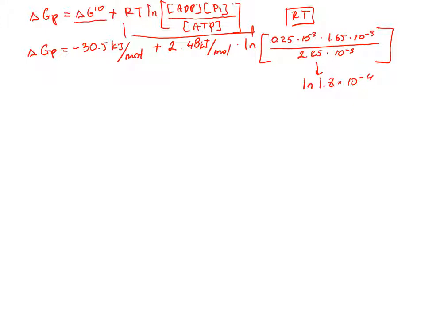And altogether, our delta GP equals minus 0.5 kilojoules per mole plus 21 kilojoules per mole. Therefore, for human erythrocytes, the delta GP is actually almost minus 50 kilojoules per mole.